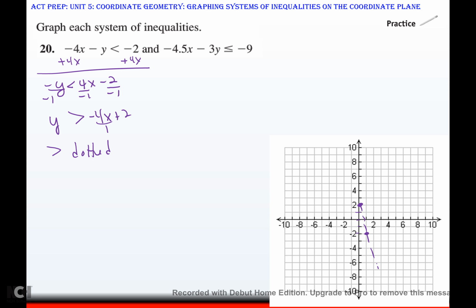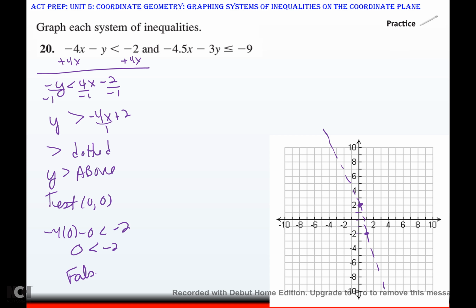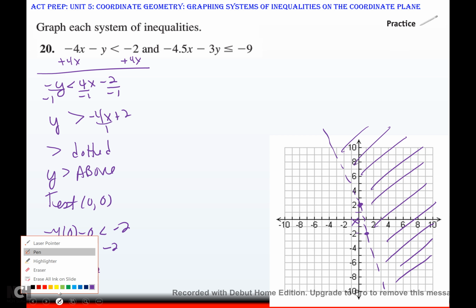So dot, dot, dot, dotted line. Eating y suggests I'm going to shade above, but I'm going to test 0, 0. So I have negative 4 times 0 minus 0 less than negative 2. Is 0 less than negative 2? No, that's false. So I'm not shading below, I'm shading above like I thought. Graph the second one.